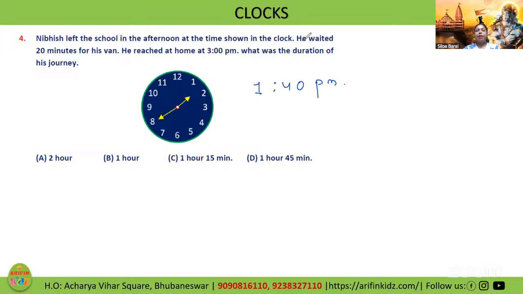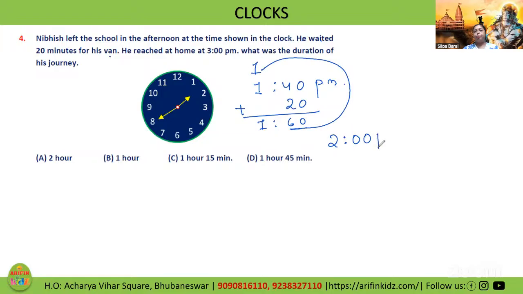Now you see, he waited 20 minutes for his van. Okay, how much did he wait? 20 minutes. So it is 1:40 plus 20. Now you see beta, this is 1:60. So we cannot say this is 60. 60 minutes will convert to 1 hour. So this is, beta, 2 p.m. you can say. This is 2 p.m.